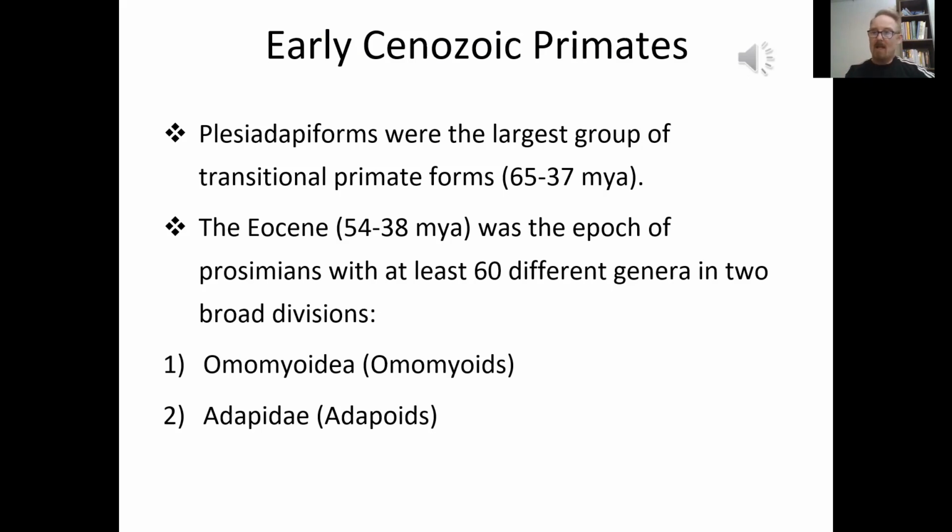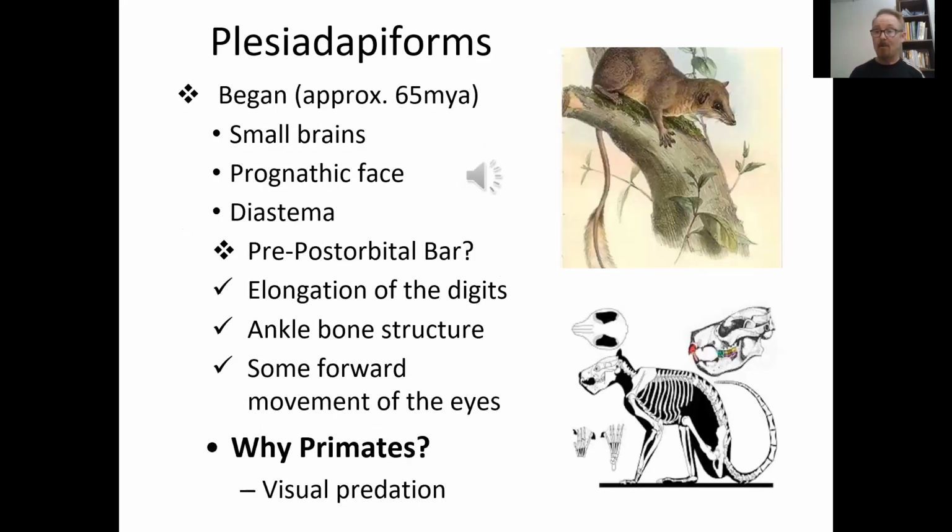So when we see that range from 65 to 37, it doesn't mean that our transition to primates took place 37 million years ago. It took place relatively earlier, roughly about 9 million years after primate evolution actually began. Okay, so let's have a look at these Adapoids.